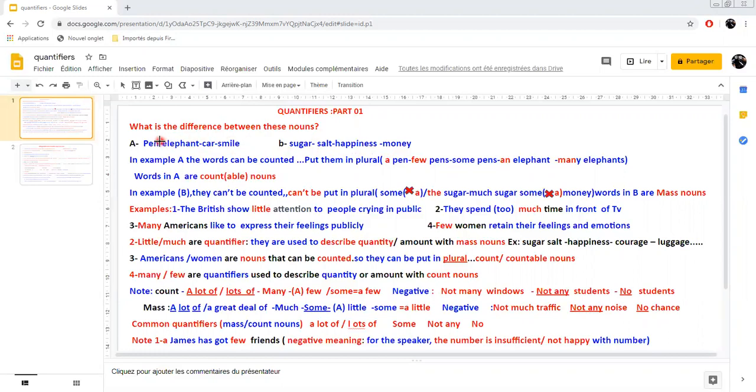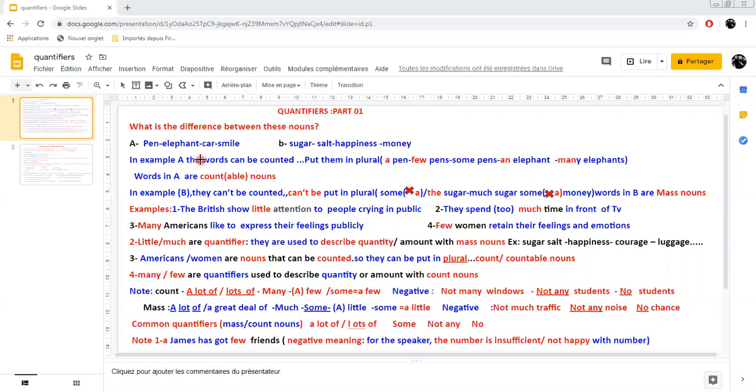Yes. So the nouns here can be counted. So we can say 1 pen, 2 pens, 3 pens. 1 car, 2 cars, 3 cars. 1 smile, 2 smiles, 3 smiles. 1 elephant, 2 elephants, and so on. But in here, we cannot count these words. We don't say a sugar or sugars in English, or a salt, or a happiness. So we don't say a happiness or a money here, or two monies.